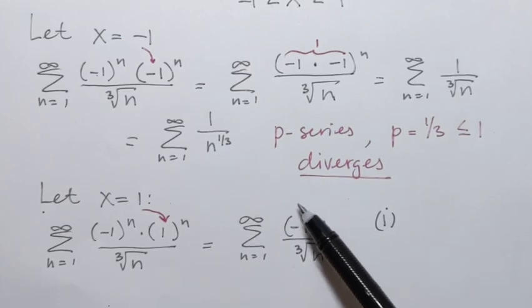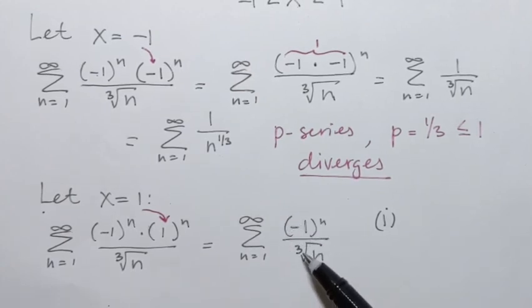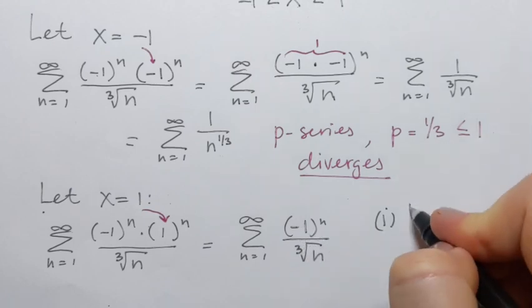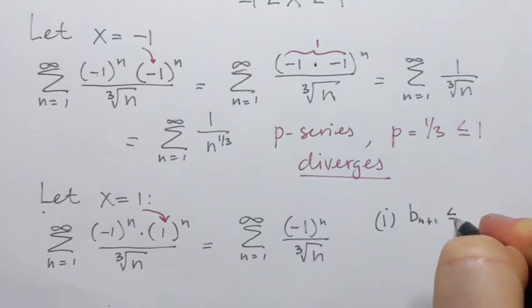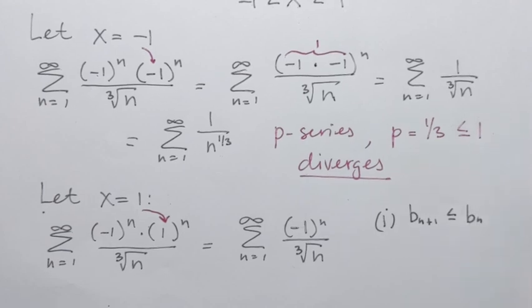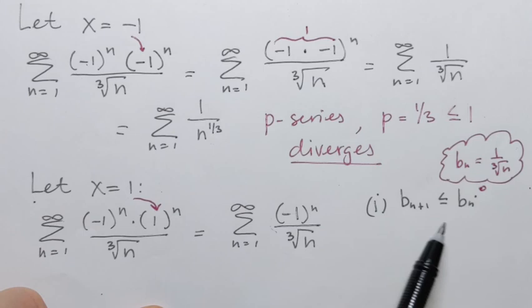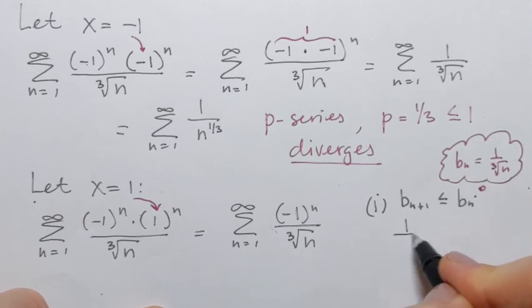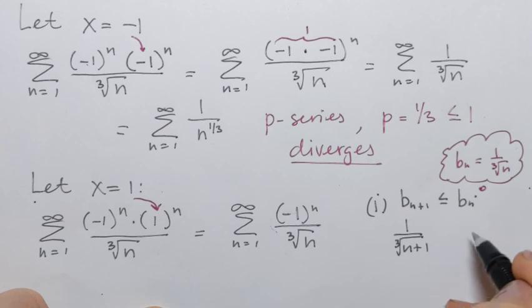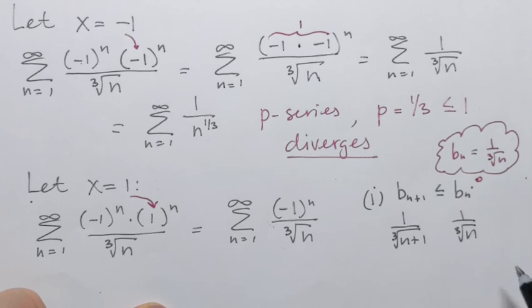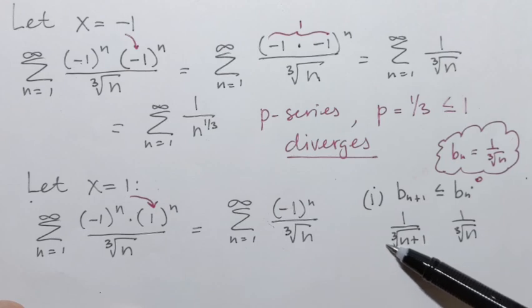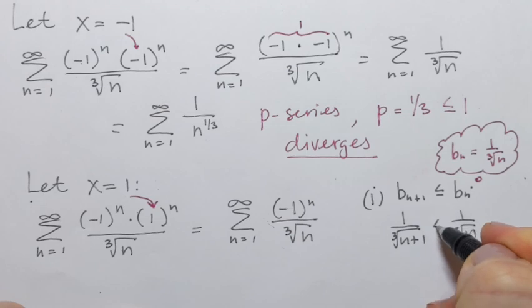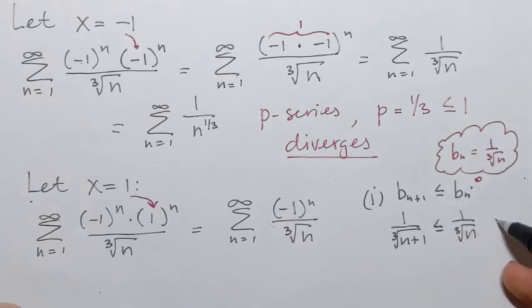If I call the absolute value of all those terms b sub n, that's where I ignore the negative sign, then I have to show that b sub n plus 1 is less than or equal to b sub n for all n. Well, let's look at that inequality. So b sub n plus 1 is 1 over cube root of n plus 1, and b sub n is 1 over cube root of n. Can we put a less than or equal sign here? Yes, so obviously this denominator is larger than the one on the right, so that means that this fraction is always smaller or less than or equal to the one on the right. So yeah, that condition is satisfied.